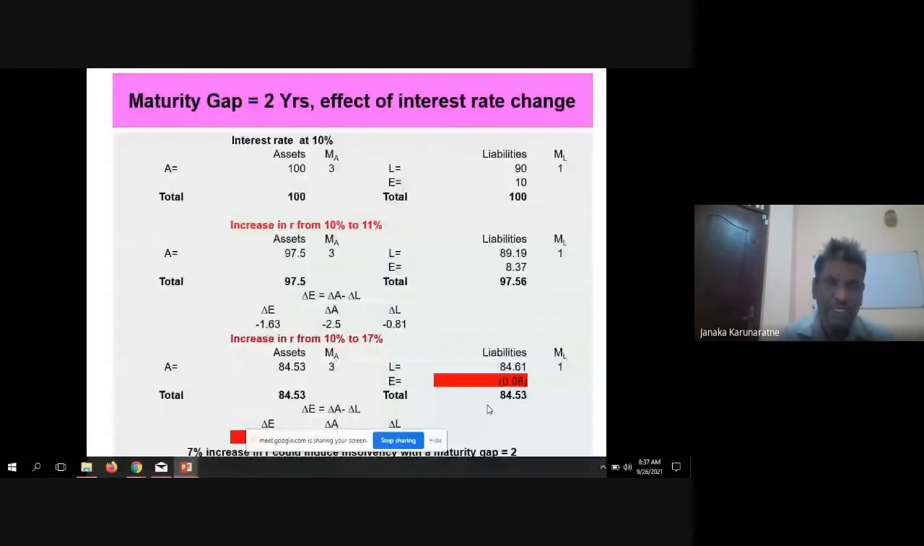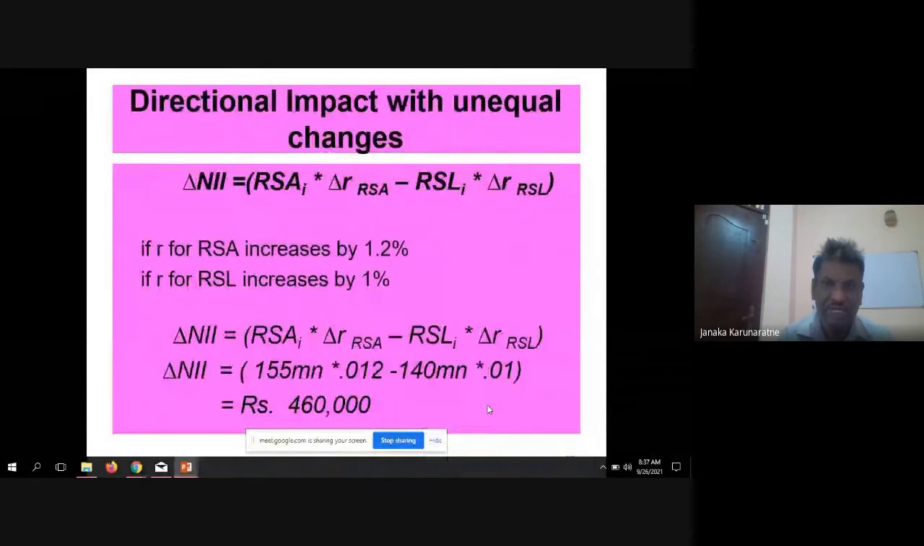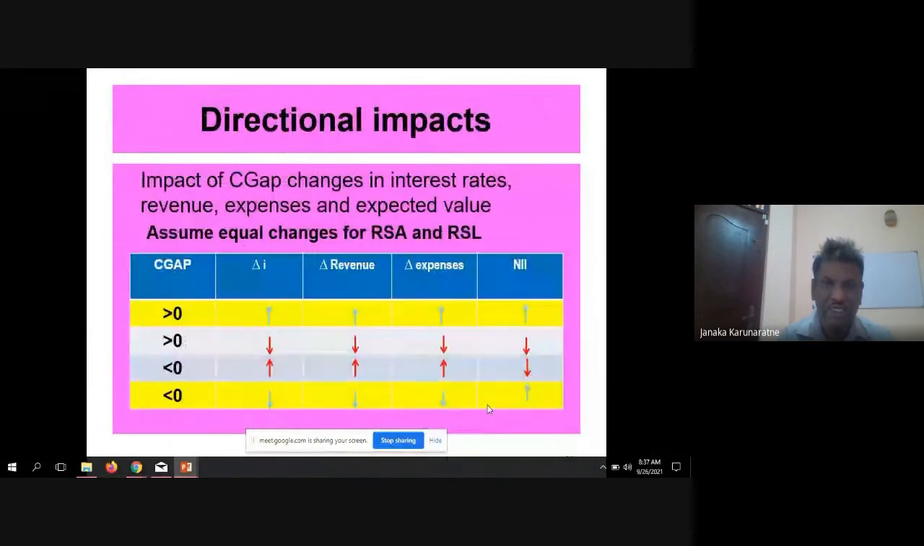I think we discussed this in detail and we looked at a few examples as well. If the gap is positive and interest rate increases, what would be the impact? When the gap is positive and interest rate decreases, what would be the impact? When the gap is negative and interest rate increases, what would be the impact? And when the gap is negative and interest rate declines, what would be the impact?